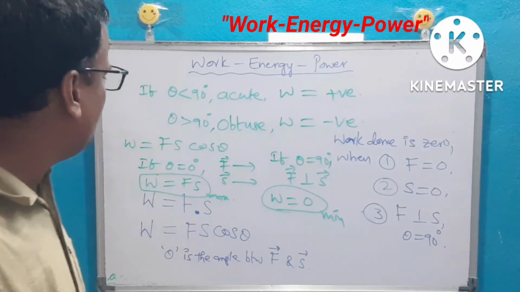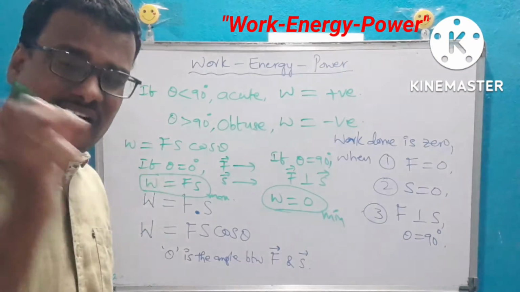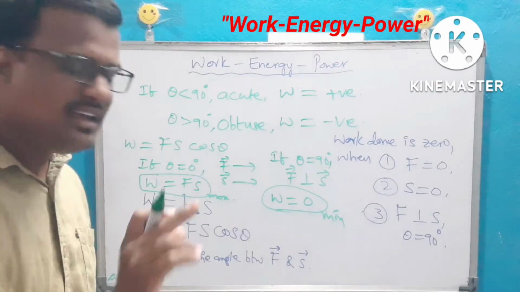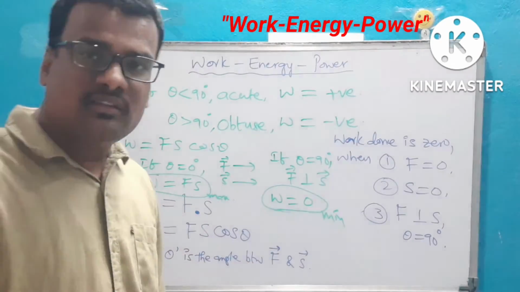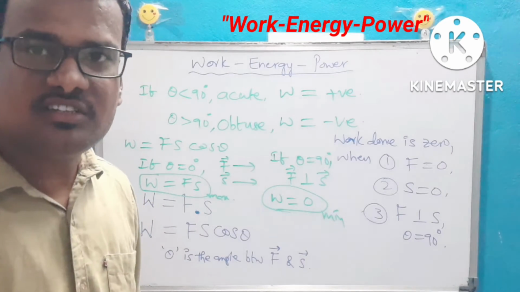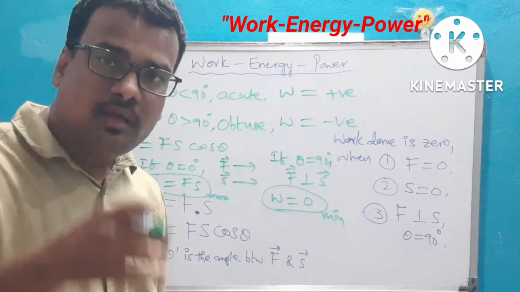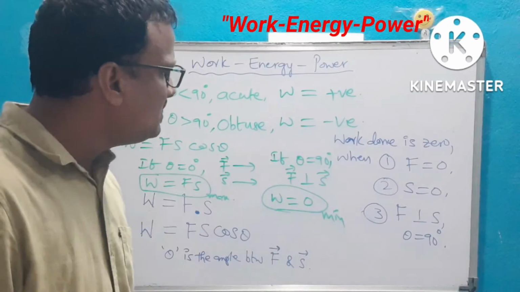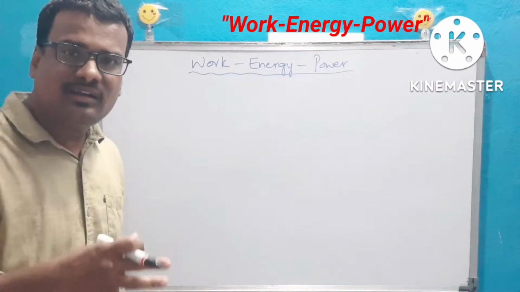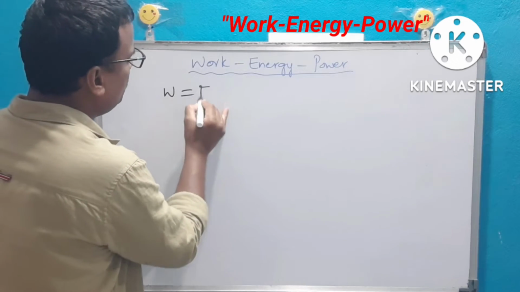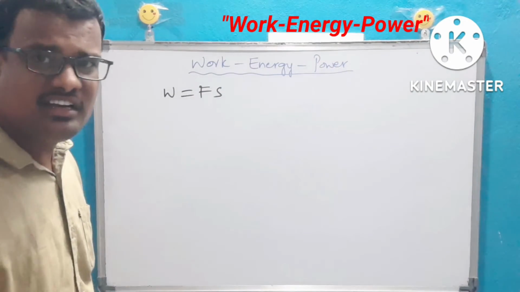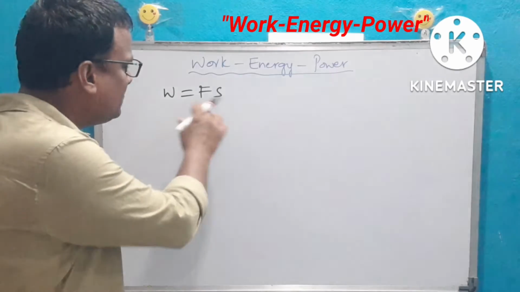So when F and S are in the same direction, we get maximum work done. Whenever F and S are perpendicular to each other, we get minimum work done, that means 0. So the work done equation is W equal to Fs.